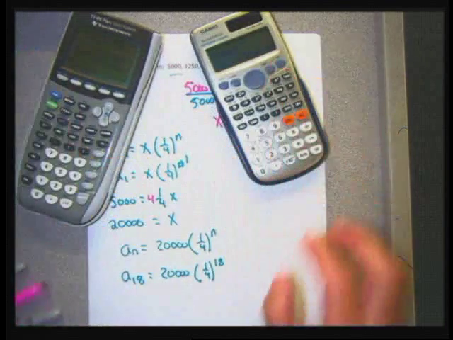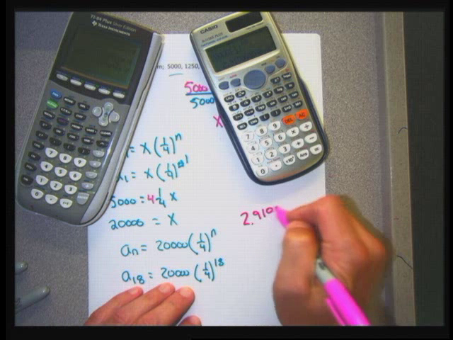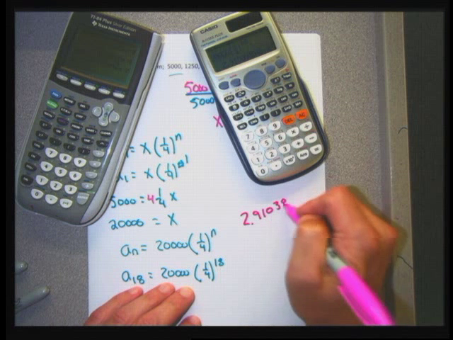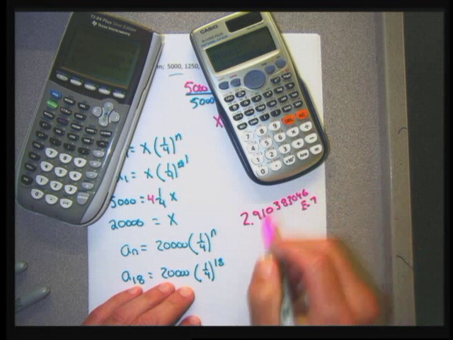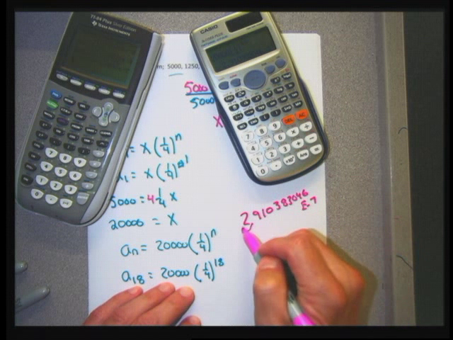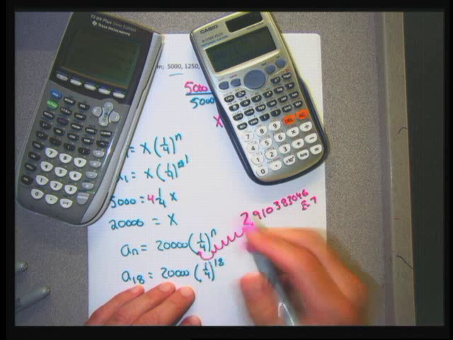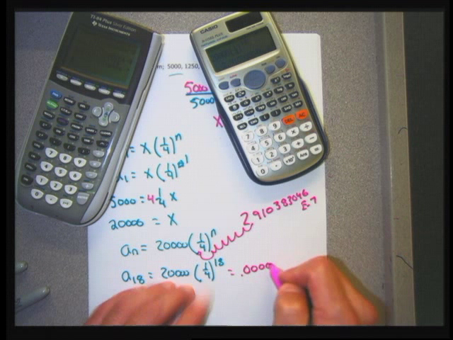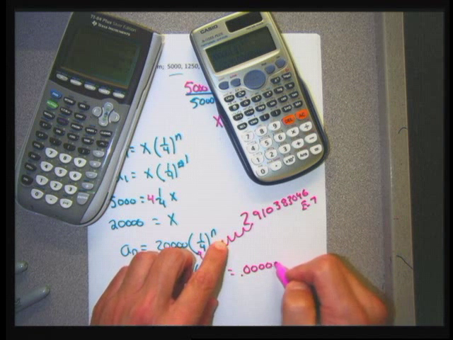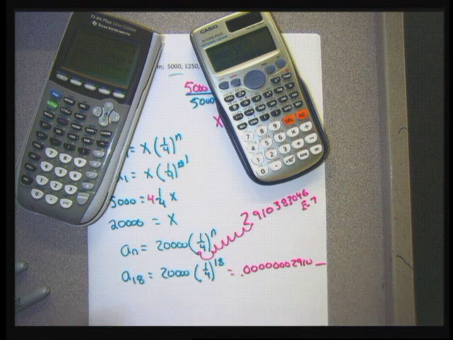And what this answer means, 2.910383046 e to the negative 7. That e to the negative 7 means to move the decimal 7 places to the left. So this is supposed to be 0.0000123456291 and then all that stuff.